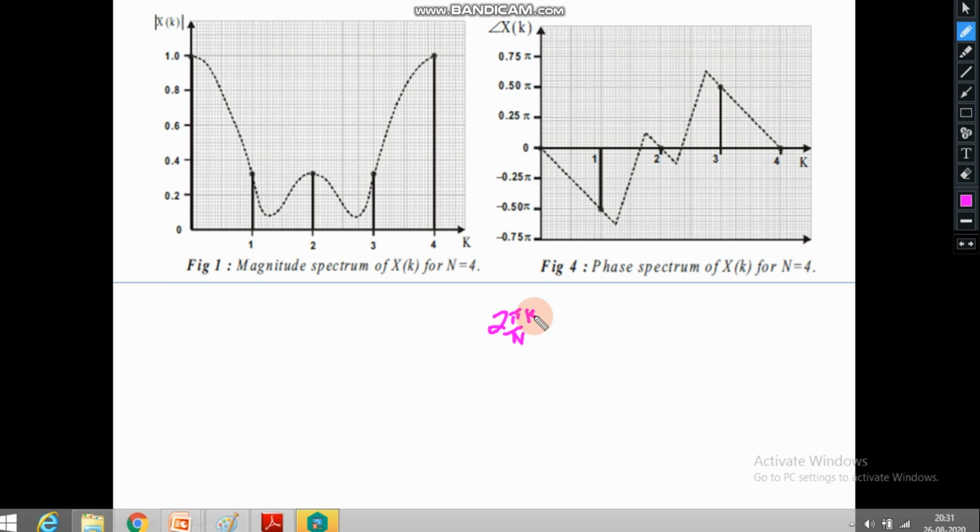The N-point DFT says that we are getting N samples of the DTFT, that is, the X of e raised to j omega output. Here we directly obtain the N samples, or the sample points, from the given discrete time signal in the time domain by using the DFT equation. So in the next part we will form the equation of the DFT.